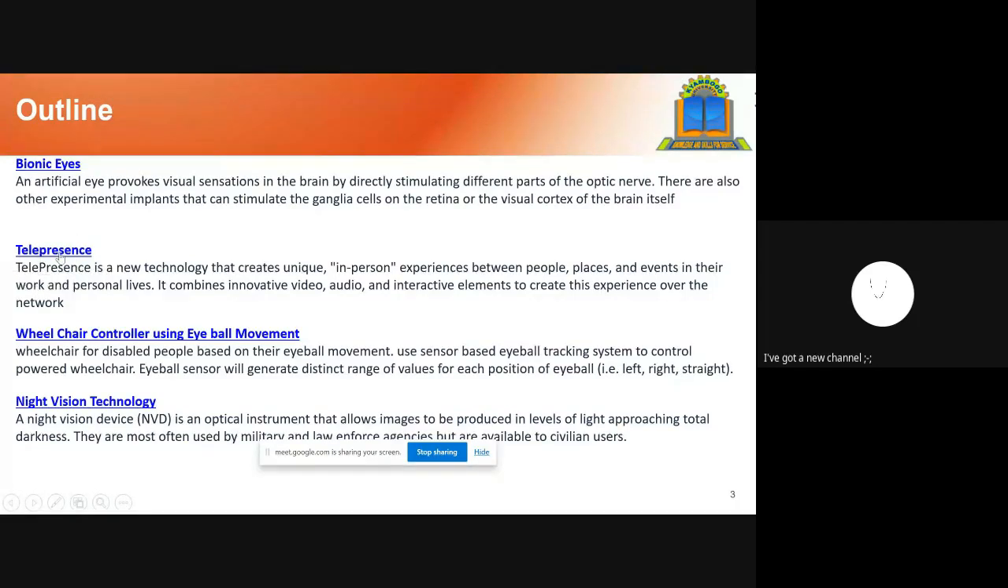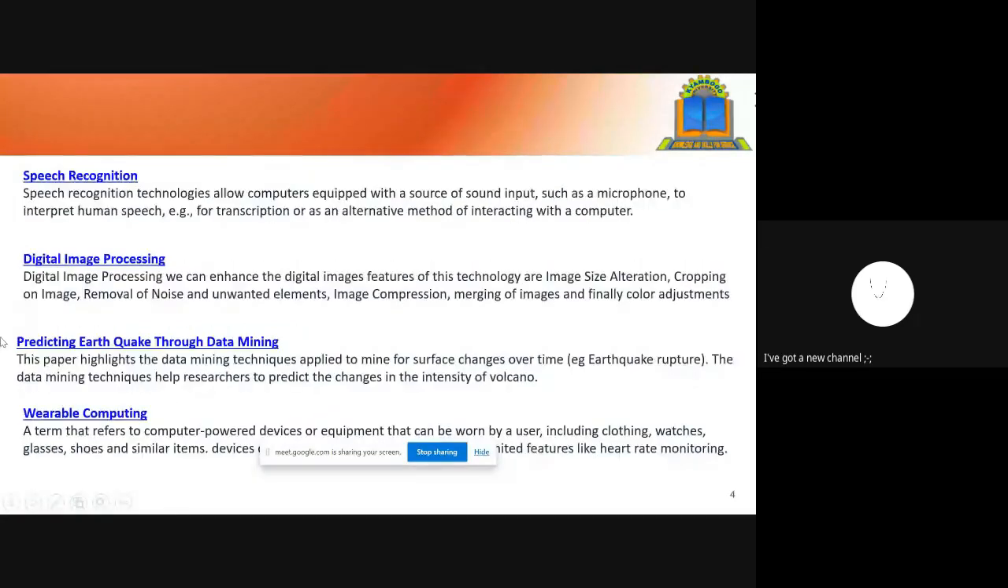Then you have telepresence. So wheelchair control by eyeball movement. This is similar to the previous one. Just by looking at the wheelchair, can you direct it? If someone does not have limbs, especially hands, and they're on the street, can you develop something which will guide their direction just by eye movement? Night vision technology. This will help in detecting theft and other things.